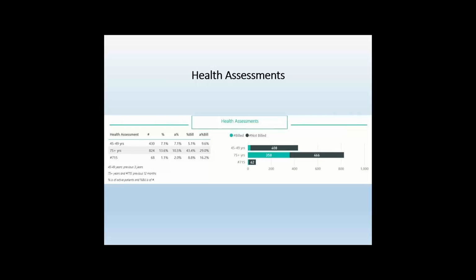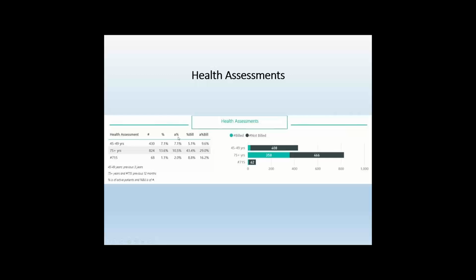Health assessments. So we've got data here on the 45 to 49-year-old health assessments, the 75 and over health assessments, and the Aboriginal and Torres Strait Islander health checks. Again, in the next column, we've got the number of patients in those different categories. So for example, with 45 to 49-year-olds, there's 430 active patients in that demographic, which equates to 7.1% of the practice population. Just pure coincidence, that's the same as the area average.